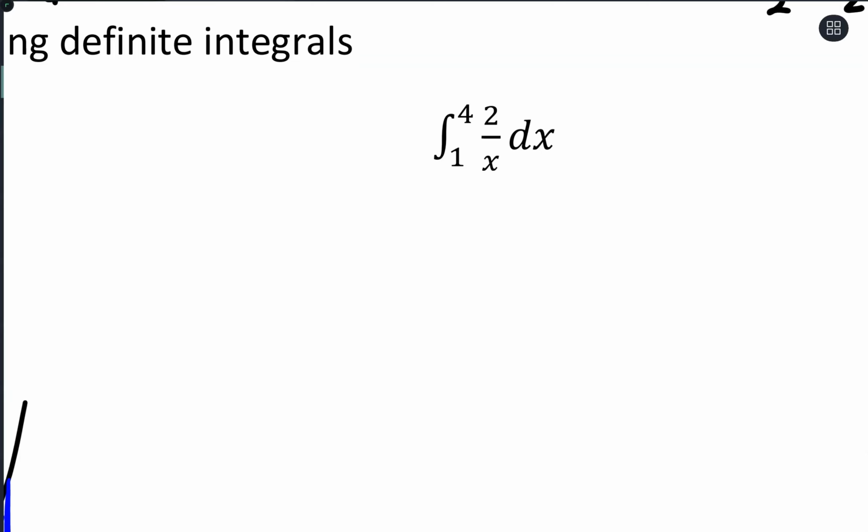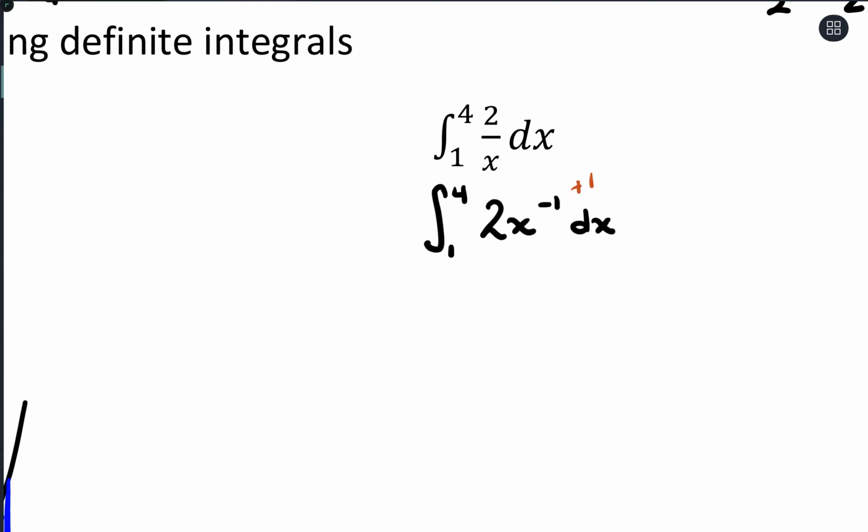All right, let's evaluate the antiderivative from 1 to 4 of 2 over x. And if I just rewrite this a little bit so that we can see what we're dealing with, so 2x to the negative 1 dx. So in case you don't remember the rule, when we have x to the negative 1, that's when we're going to bring in our natural logarithm. But I just want to bring up the case of, what if you forget? What if you try to apply the power rule?